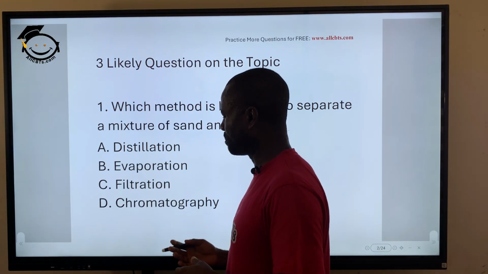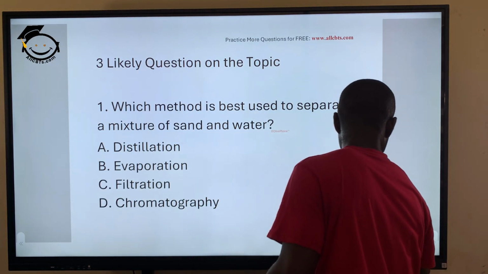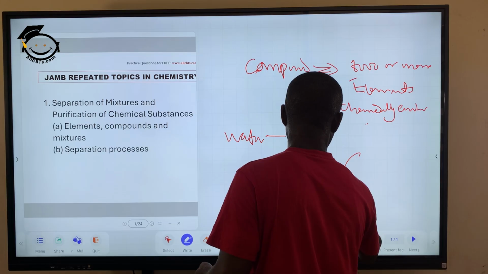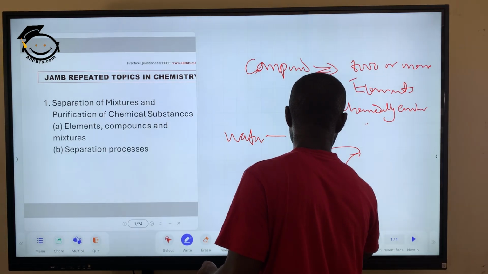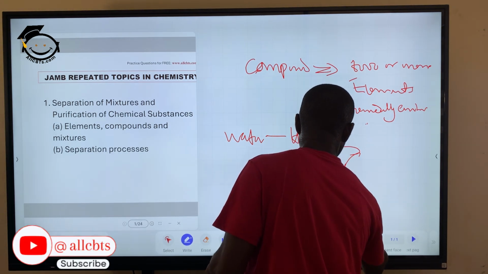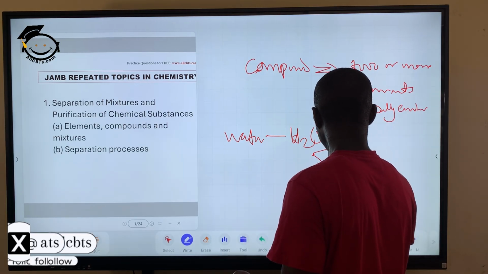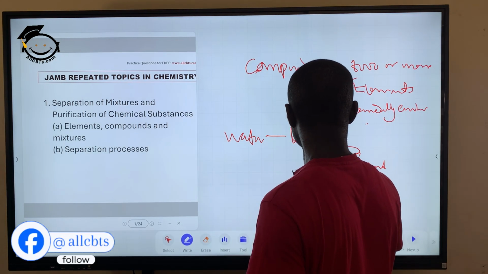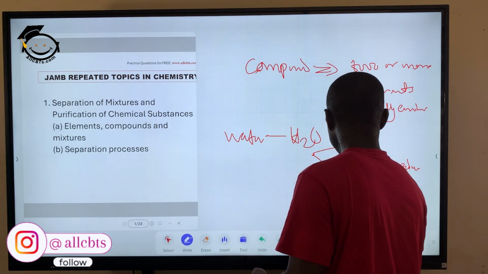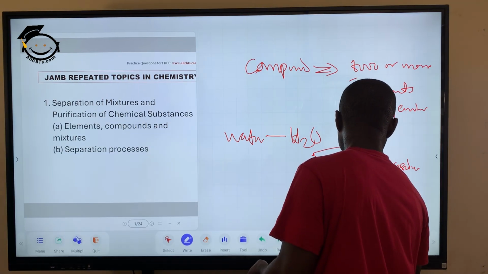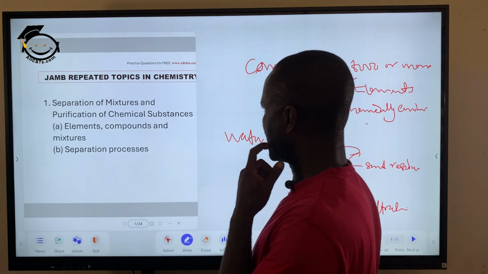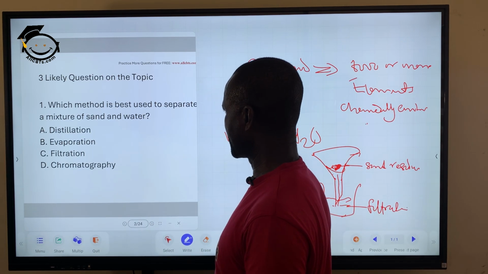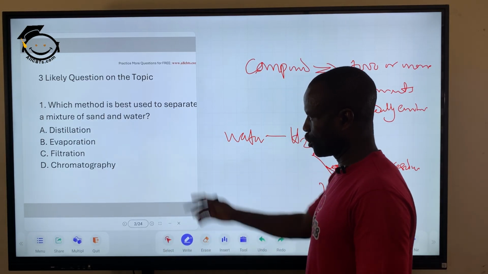Filtration, of course, is the correct answer, because we require a filter paper. It's like this. Filtration requires a filter paper in a funnel. So this is a funnel, and it requires filter paper. The mixture is poured down here. The sand will be on top of the filter paper. This is the sand, and the material on top is called the residue. The liquid, which is the water that will be separated, is called the filtrate. So the correct answer is filtration, and not chromatography, because color is not involved.